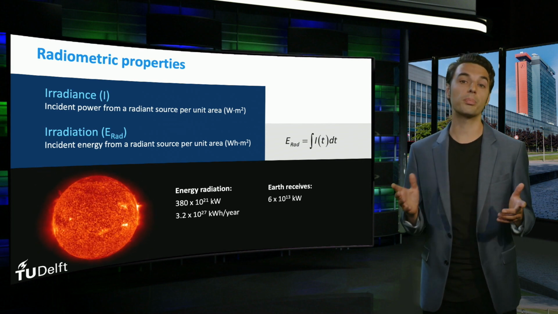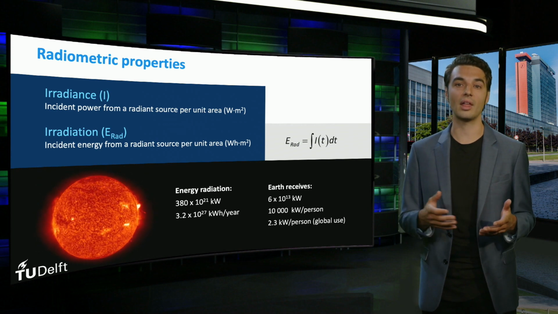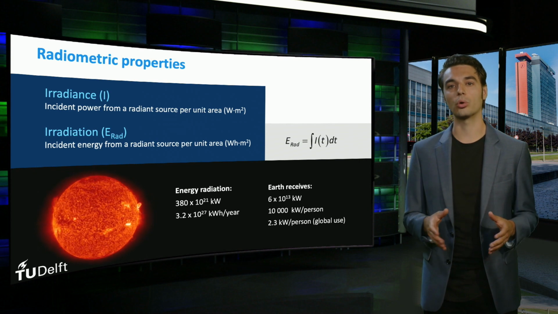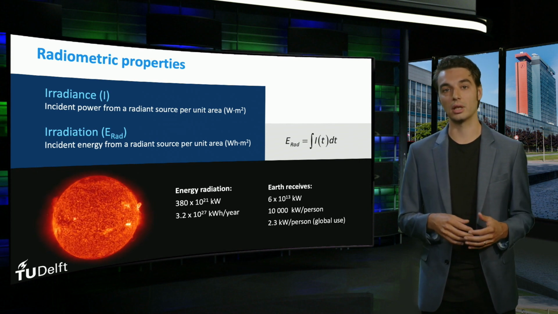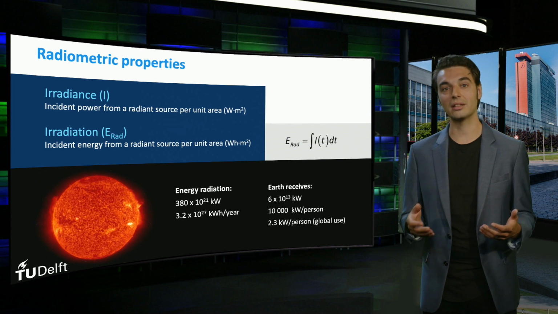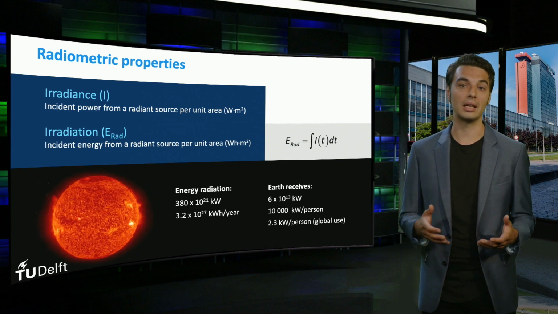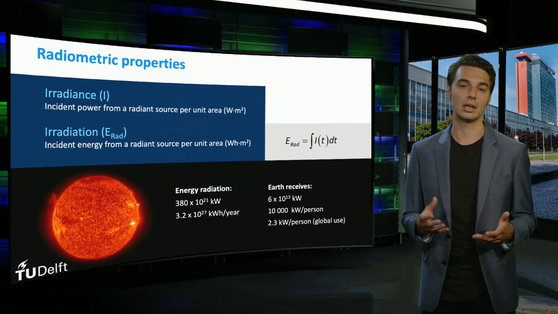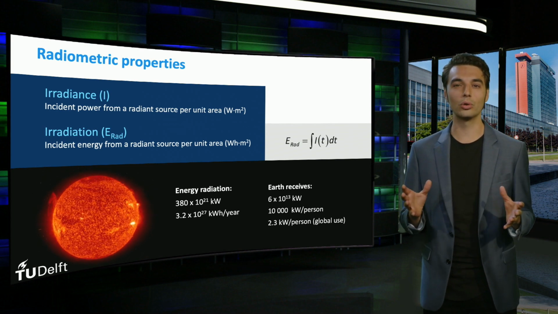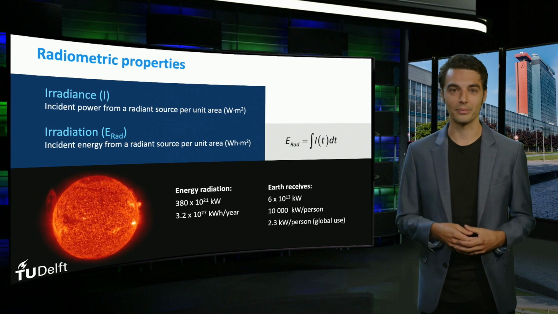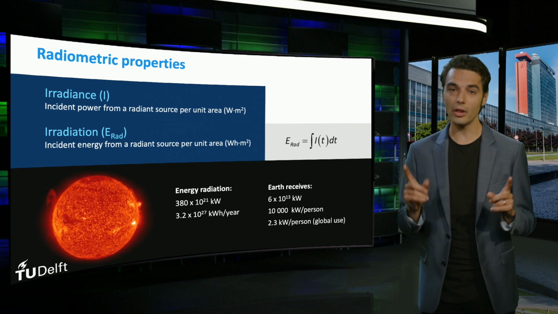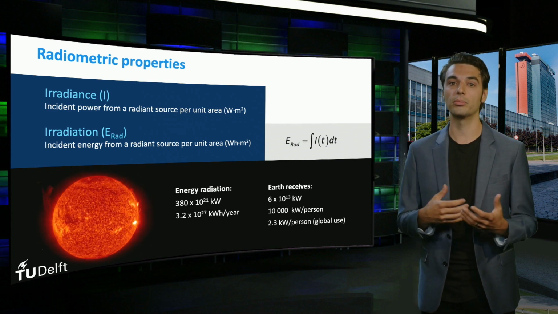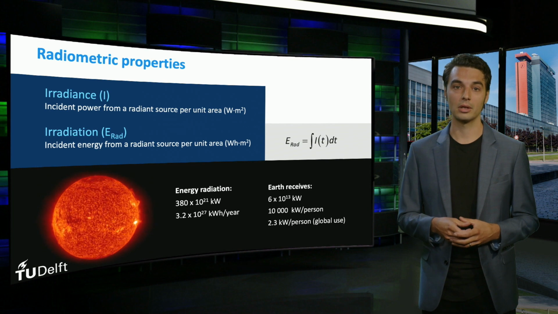To put that into perspective, this equates to roughly 10,000 kilowatts per person. Our global average power consumption is about 2.3 kilowatts per person. The fact that the power received from the sun can supply this number many times over is a testament to the potential of photovoltaic energy. This concludes the first part of our discussion of solar radiation. In the second part, you will learn that not only the total power incident on a surface is important, but also the spectral distribution of the incident power. See you in the next video.